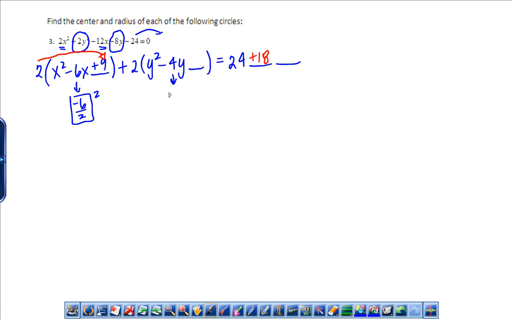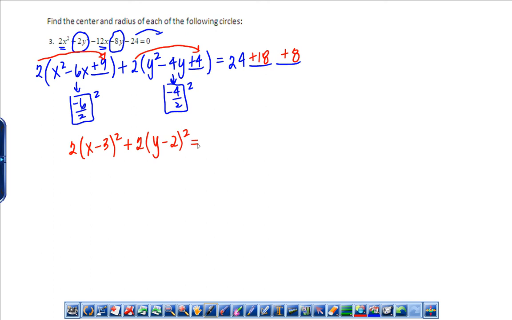Okay, bring your middle term down. This is negative 4. Half box square it. This is going to be 4. I really have 8. So if I have 8 over here, I'm going to add 8 over here. I have 2. Keep that 2 on the outside. And so I have x minus 3 quantity squared and a plus 2 y. This is minus 2 quantity squared. And then my radius squared over here, it looks like it's 50.